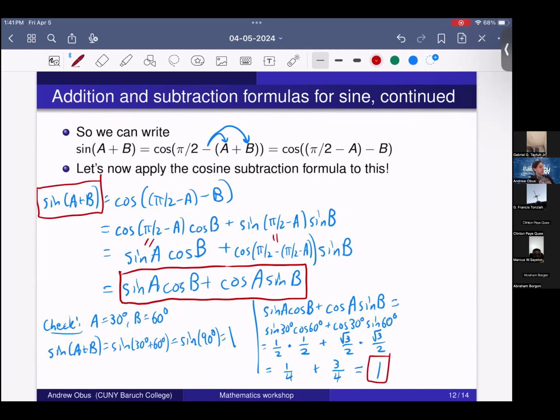Right? So we get, again, that this identity works when we plug in 30 and 60. So this is not a proof, it's just one example, but it at least confirms our intuition, right? It confirms our proof that we didn't make a mistake, right? I plug in some angles here and we get something that actually works. Okay. So this is the formula for sine of a plus b. Okay, it's sine A cosine B plus cosine A sine B.